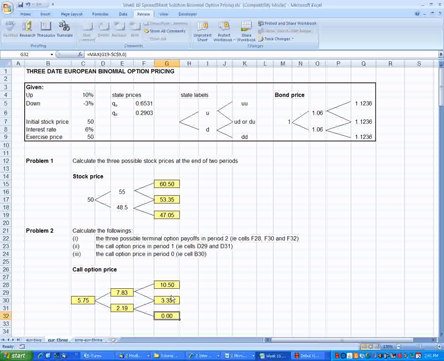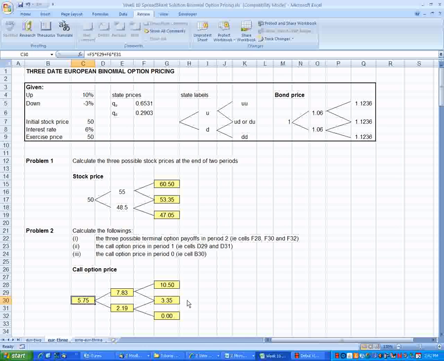Well, here we apply the state prices that we calculated in the previous worksheet. What we simply do is we know that to find the value of the option today, it should be a combination of the upstate state price, 0.6531, multiplied by the value of the option in the upstate, and the downstate state price, 0.2903, multiplied by the value of the option in the downstate. That combination will give us the value of the option, not today, but in the previous time step, and it's equal to 783. And we do the same thing for the previous time step, for the lower node.